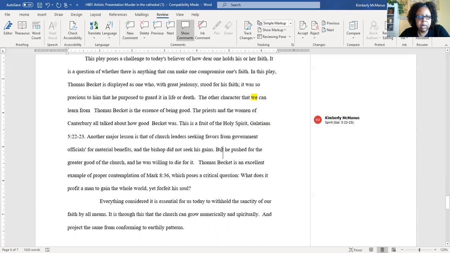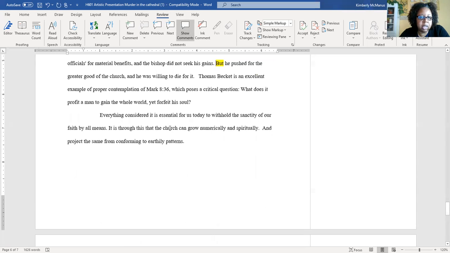Again, you know this, you cannot begin a sentence with but. He pushed for the greater good of the church as well enough. Thomas Becket is an example of proper contemplation. Mark 8:36 poses a critical question. What does the proper man gain the whole world yet forfeit his soul? Again, here you have the indentation is off.